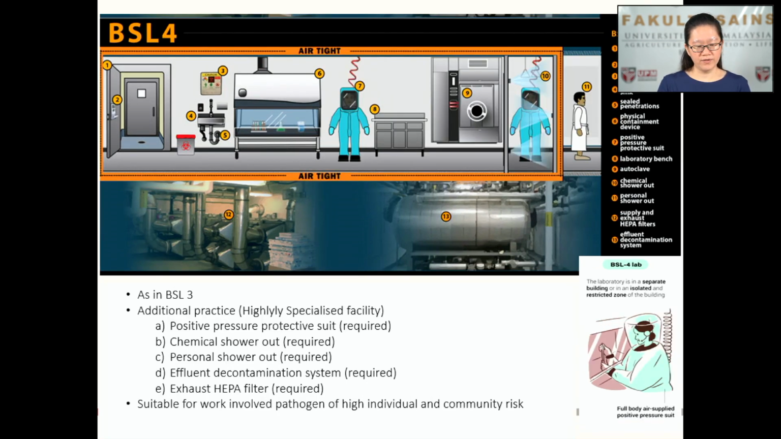As for BSL-4, it has all the facilities required in BSL-3, however with additional practices where highly specialized facilities are required. So one of the highly specialized facilities includes the positive pressure protective suit, a chemical shower out, and personal shower out, which is optional in BSL-3, but it's actually required in BSL-4. Influent decontamination system and also exhaust HEPA filter, which are also optional in BSL-3, are actually required in BSL-4. This type of lab is suitable for work involving pathogens of high individual and also community risk.